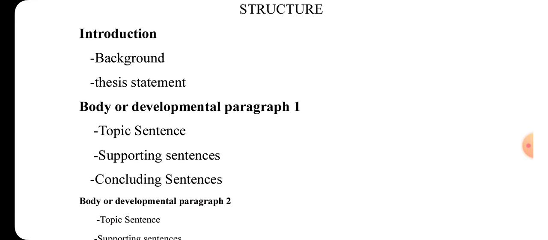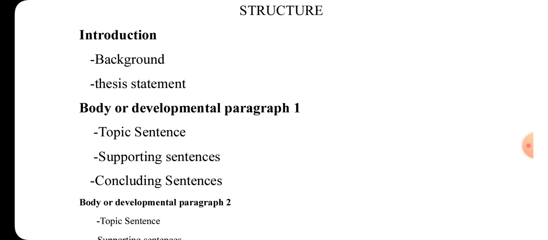With the structure, after getting your background, either you quote from the essay, or you write something in relation to narcissism. Now after that, you must introduce your thesis statement. You must introduce your thesis statement.